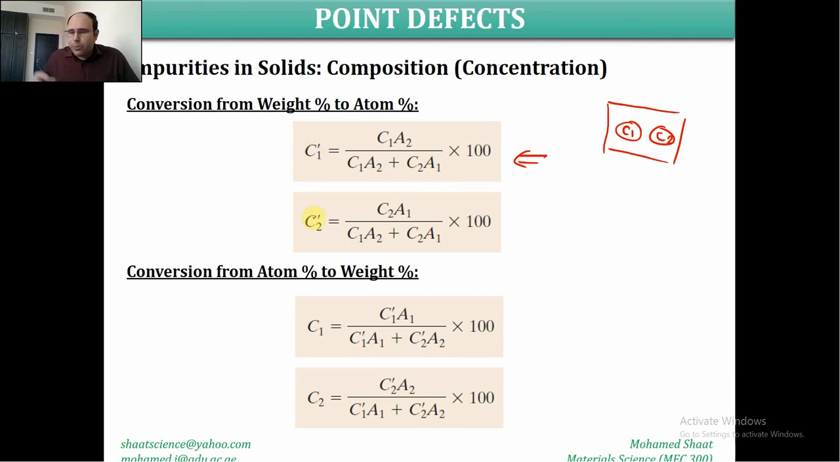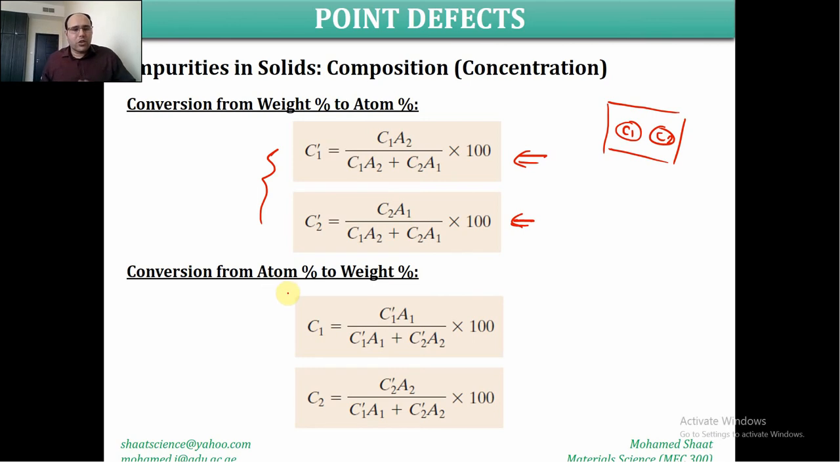The same thing, or the number of atoms to be more accurate. For C2 dash, the same thing for the other element, we can do the same. Just replace. The denominator would be the same, but the numerator would change. Instead of C1 times A2, it will be C2 times A1, times 100. You're gonna end up with the concentration in terms of atom percent, or composition, of element 2 within this alloy that is made only of two elements. Here, these relations are applicable only in case that you have an alloy that is made only of two elements.